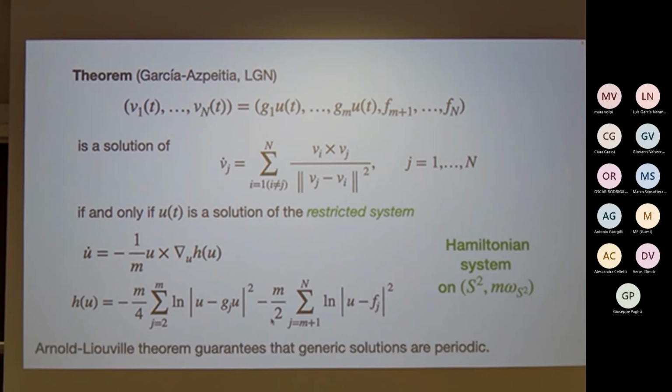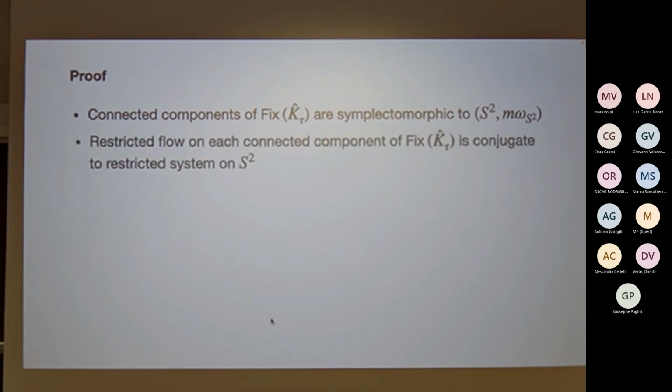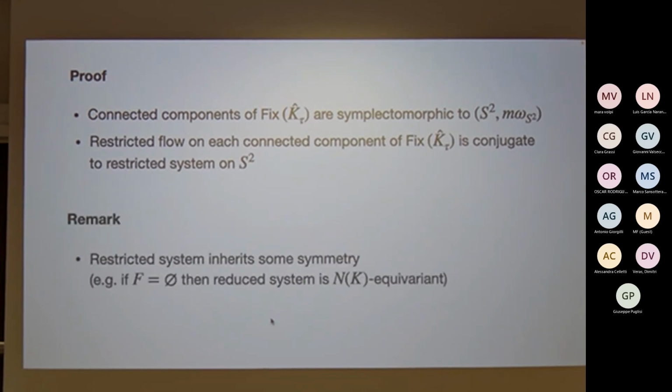So the Arnold-Liouville theorem tells you that generic solutions are periodic. The proof is simply to realize that the connected components of these fixed point sets are symplectomorphic to the sphere. So u is parameterizing this fixed point space, and the restricted flow in each connected component is conjugate to the restricted system on S2. And something else that we were able to do in the analysis is to recognize which symmetry is inherited by the restricted system out of the full system. It has to do with the normalizer of the group K within SO(3).